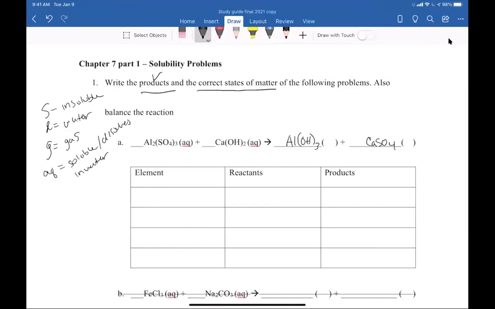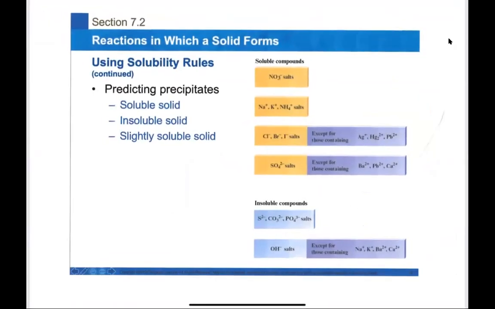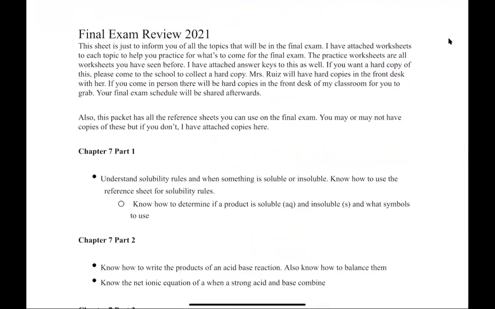So the majority of our states of matter will be S or AQ that we will be writing. S means insoluble, it won't dissolve in water. AQ means it's soluble and it will dissolve in water. How do we decide that? We decide that based on this sheet right here.